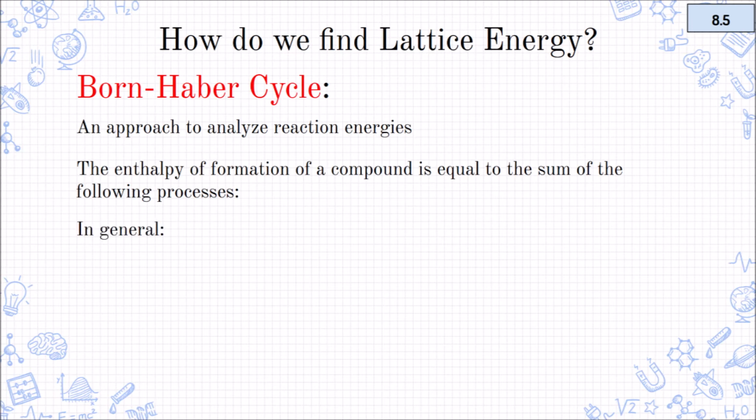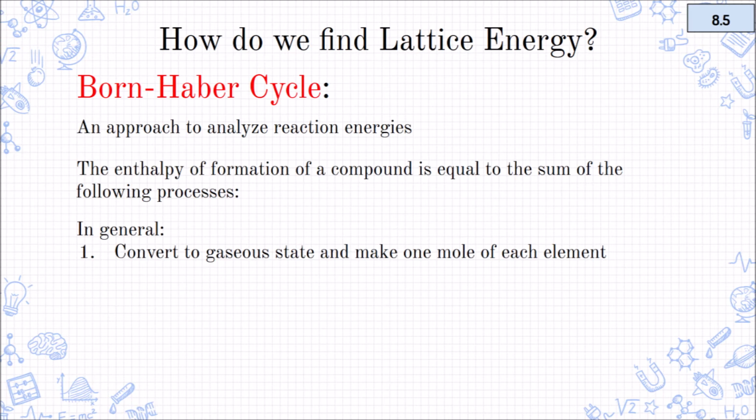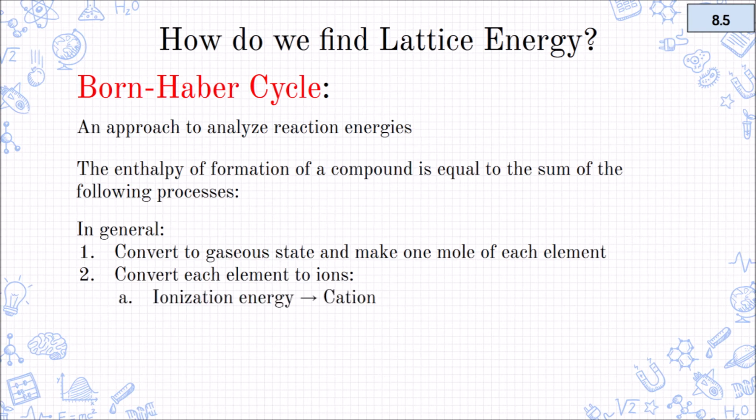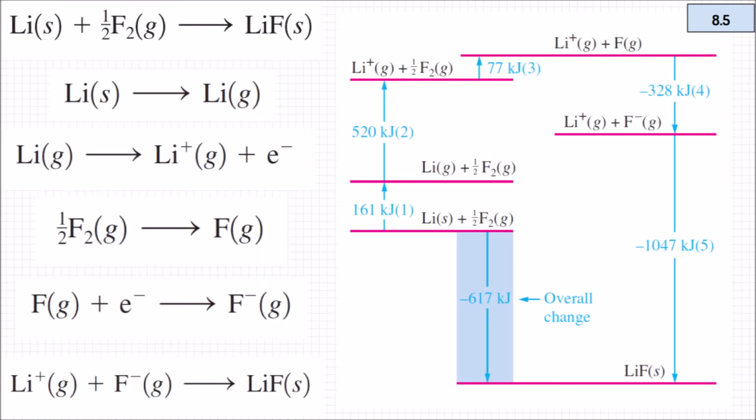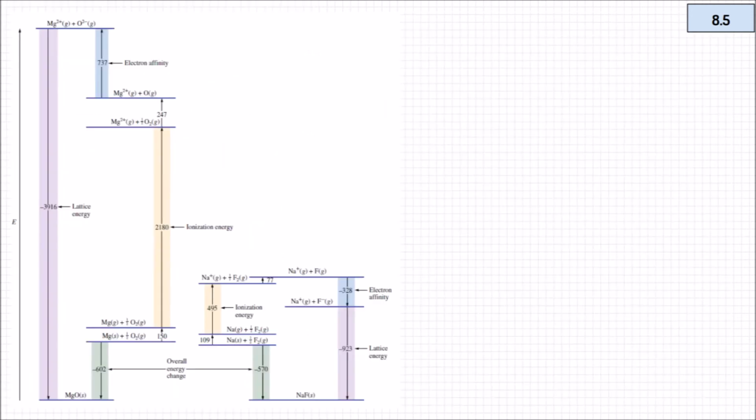In general, you have to convert the species to gaseous state and make 1 mole of each of the elements first. Then, these elements need to be converted to ions. The cation requires ionization energies, and the anion requires electron affinity. And then we have lattice energy at the end. Yay! Okay, so just to give a visual diagram of what happens so you don't freak out when you see a visual diagram on the test, it looks like this. Notice that each step is included, and that it is a cycle, not a unidirectional process.